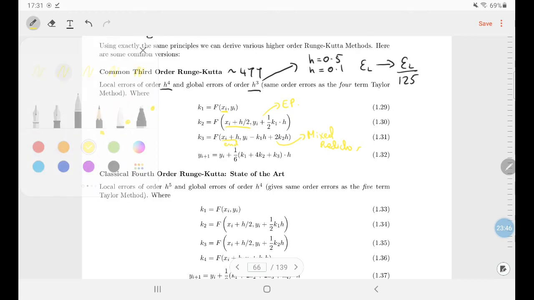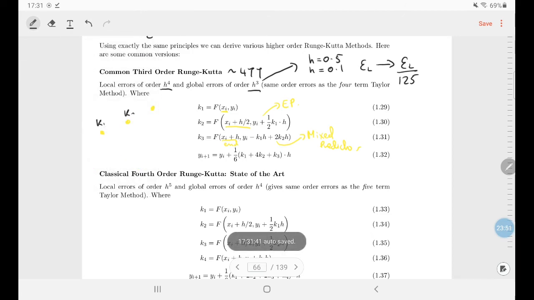You calculate the slope at those points, and then you weight those slopes. So you take one of these, one of these, and 4 of these, and average them out, divide by 6, and look at the end. It's just the next value is the previous value plus step size times this weighted average slope.